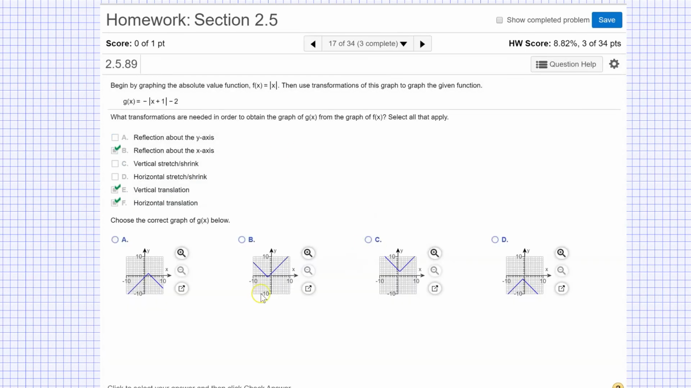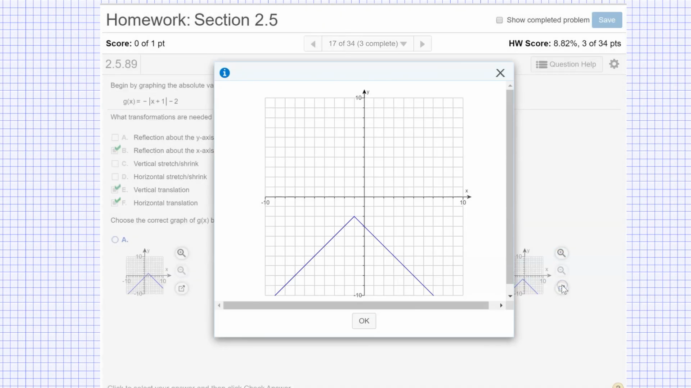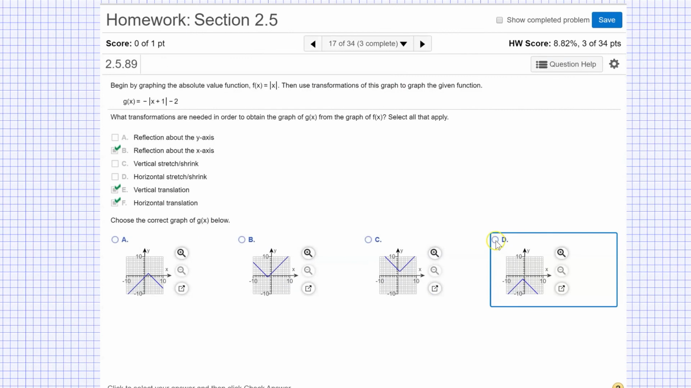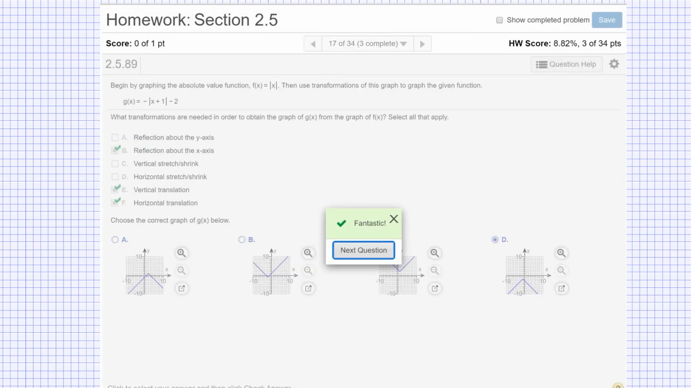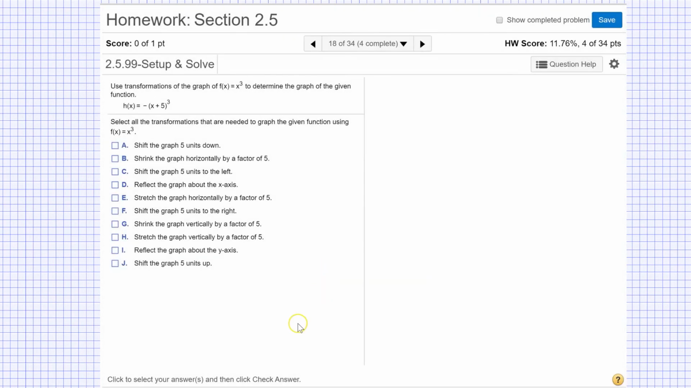And then I'm going to pick it from the lineup. I know that it needs to shift to the left 1 unit, reflect, and then move down 2 units. And if it's kind of small, I can blow it up so I can see it better. Shifts to the left 1 unit, reflects, and shifts down. There we go.